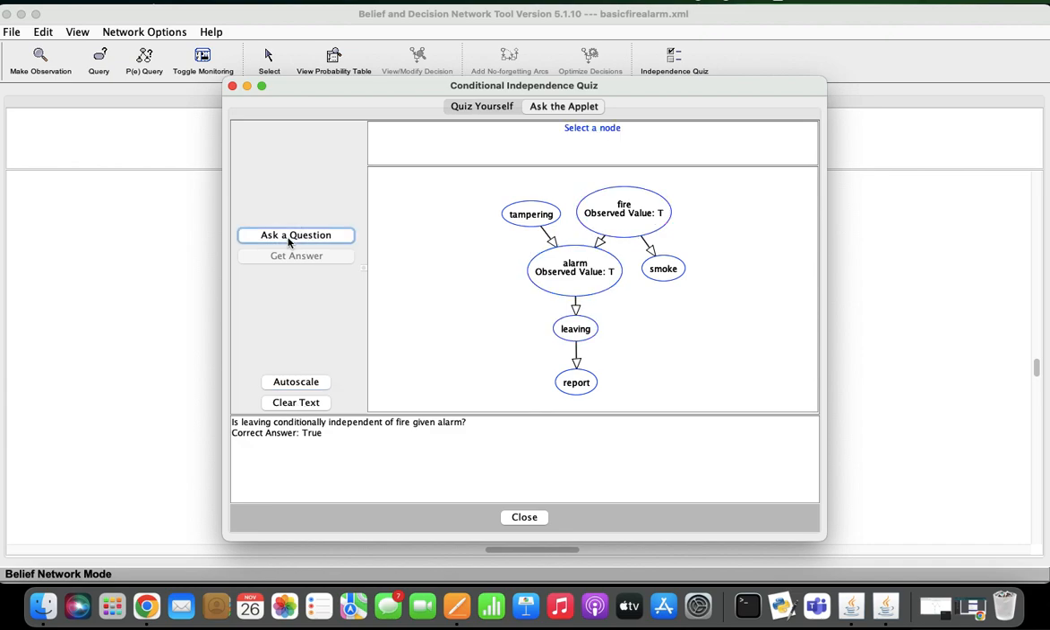And then we're going to do another one, ask a question: is leaving conditionally independent of report given alarm? Then you get the answer, which is obviously false. So this helps you understand the concept of independence and conditional independence in AI, in belief networks. So yes, we can play around with the applet and make ourselves comfortable. Thank you.